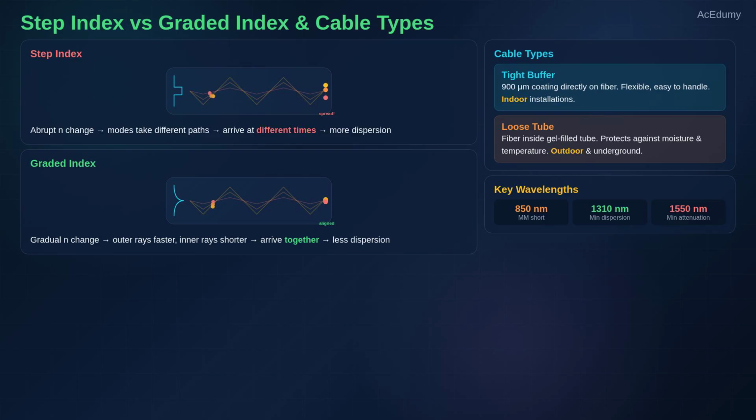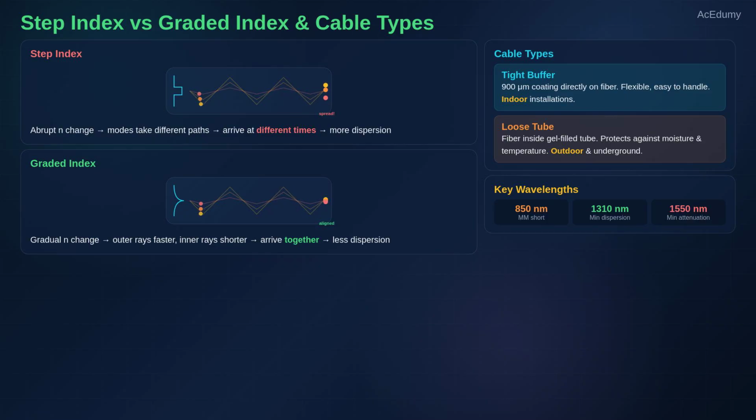Graded index fiber solves this elegantly. Instead of an abrupt change, many layers of glass are applied, each with a slightly lower refractive index as you move outward from the center. Light rays in the outer layers travel through lower index glass, so they move faster. Light rays near the center travel slower, but take a shorter path. The result is that all modes arrive at the receiver at approximately the same time. Graded index dramatically reduces modal dispersion.